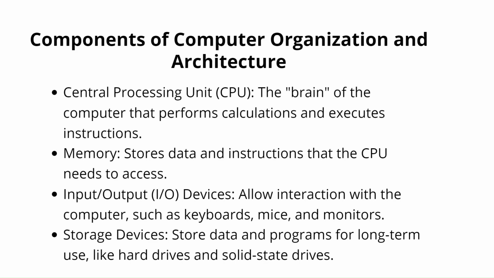So the components of computer organization and architecture are central processing unit, which is nothing but CPU. Then we have memory, then input output devices and storage devices. First, let's understand CPU. It's the brain of the computer that performs calculations and executes instructions. Then we have memory, which stores data and instructions that the CPU needs to access.